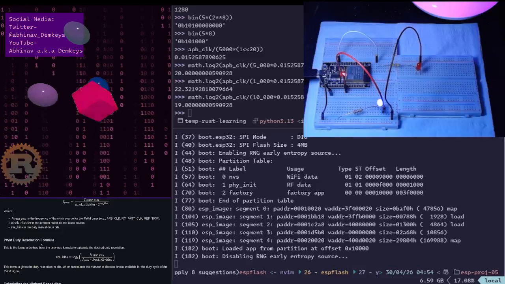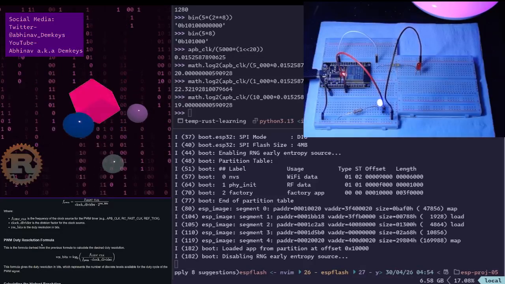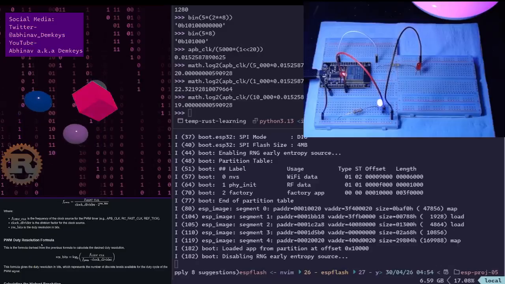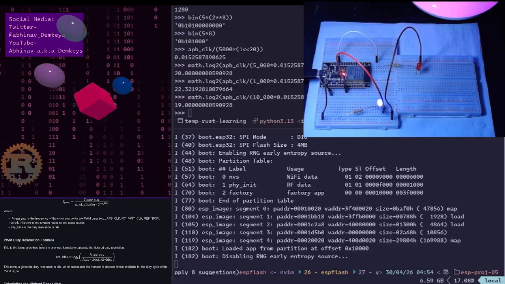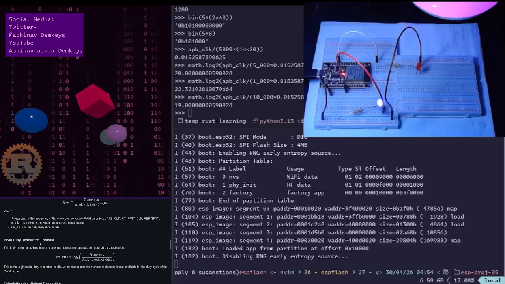Okay, yeah, still not working. All right, so we've got a new problem that we need to solve. Continuing reading this: the maximum duty value is 2 to the power of the resolution bits.